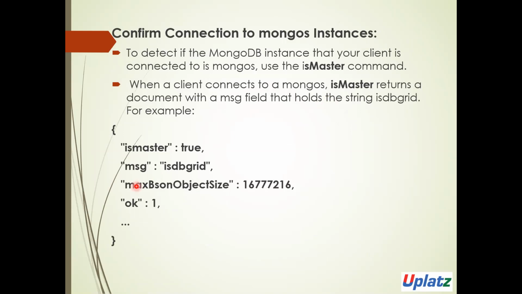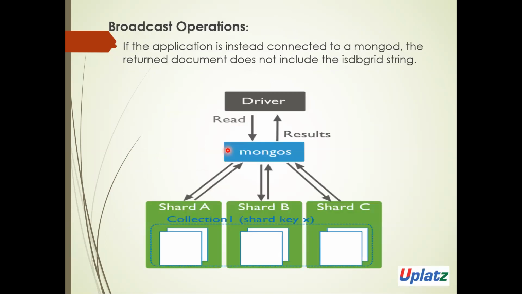If it is not connected, we will not get this message, and ok will be 0. It is also mentioned like this that the object size is returned, and it has been connected to a Mongo instance. So the next is broadcast operations.